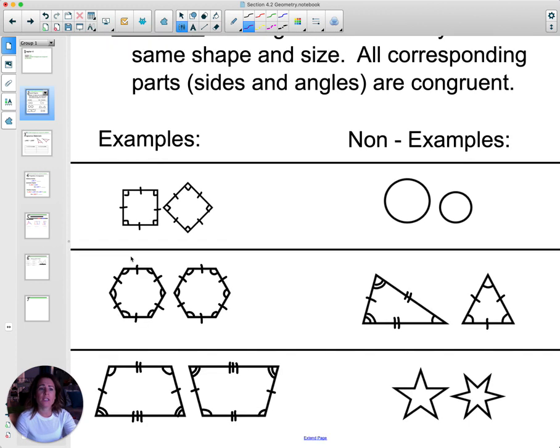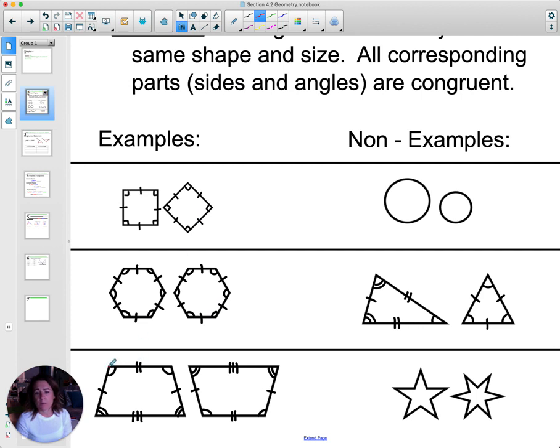So when we take a look here, here's some examples and some non-examples. Here we've got a square, it's just rotated, but we see that all the sides are still marked congruent to all these ones, all 90-degree angles. Okay, this hexagon is congruent to this one. You see all the same markings.